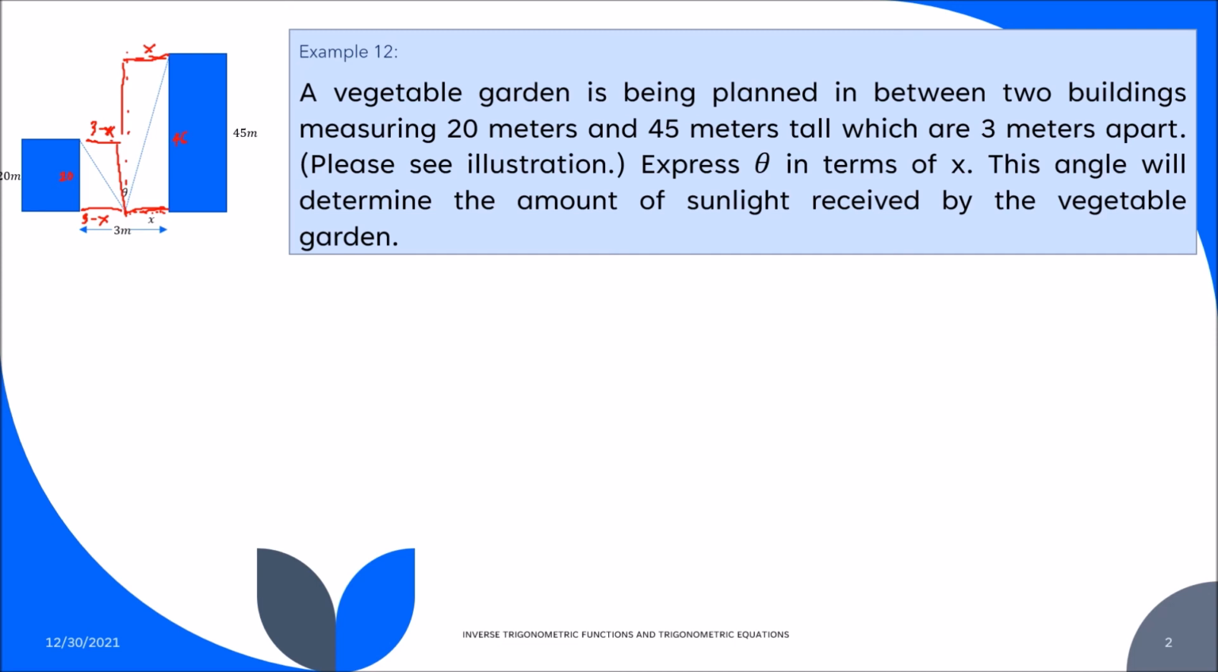Now expressing theta, we can have arctangent of 3 minus x over 20 plus inverse tangent of x over 45.